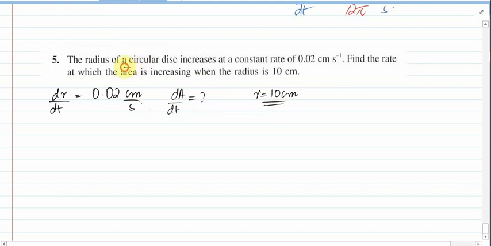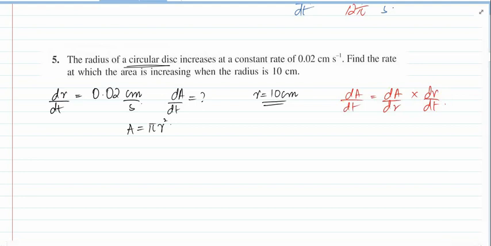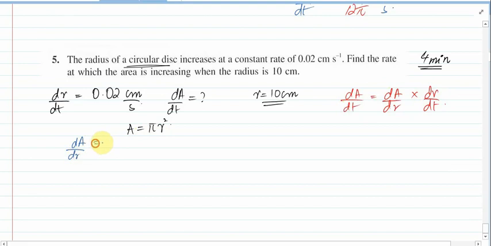Since we are dealing with a circular disc, area is pi r square. What you need to find out is dA upon dt. You have the chain rule, and that is dA upon dt equals dA upon dr times dr upon dt. For this complete question, we need to differentiate A equals pi r square. So dA over dr equals 2 pi r. The value of r is known, it's 10. So that will be 20 pi, dA upon dr when the value of r is 10.